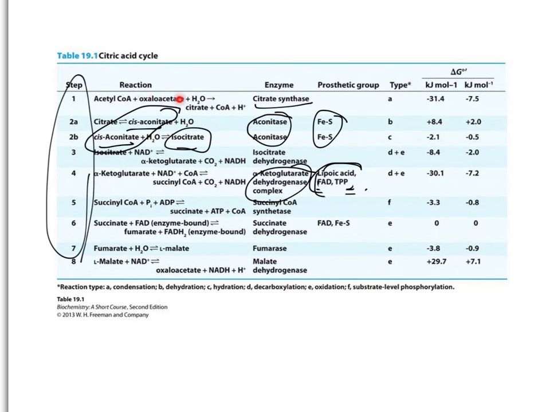Then you have just other generalities, and I would like you to be able to recognize, in terms of the overall reaction, what's happening. And here's where we have condensation reactions happening. We have dehydrations happening. We have hydrations happening. We have decarboxylations, oxidations, and substrate level phosphorylations. So I'd like you to be aware of what's going on there, to be able to recognize that something's being oxidized. I mean, this is a chemistry class, so I do expect that.